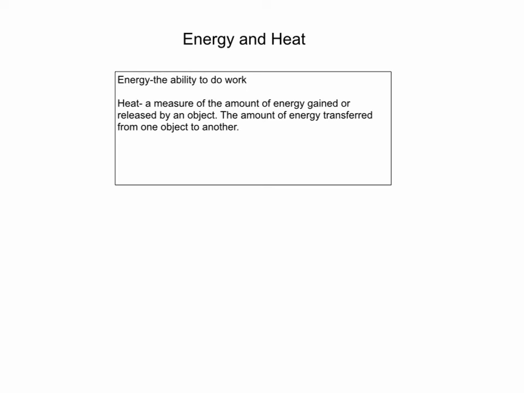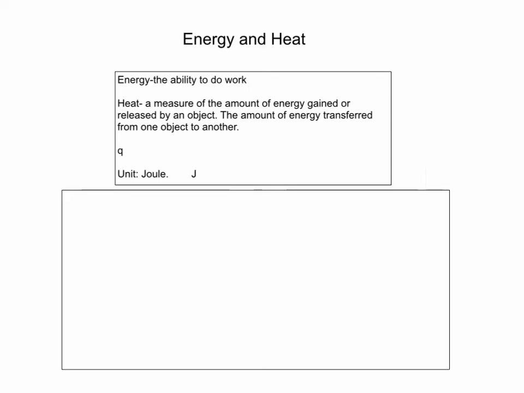The symbol for heat is Q. So we use lowercase q to represent heat, and the unit is the joule. And the symbol for joule is J. How much energy exactly is a joule? Well, to see that, let's look at another unit for energy.